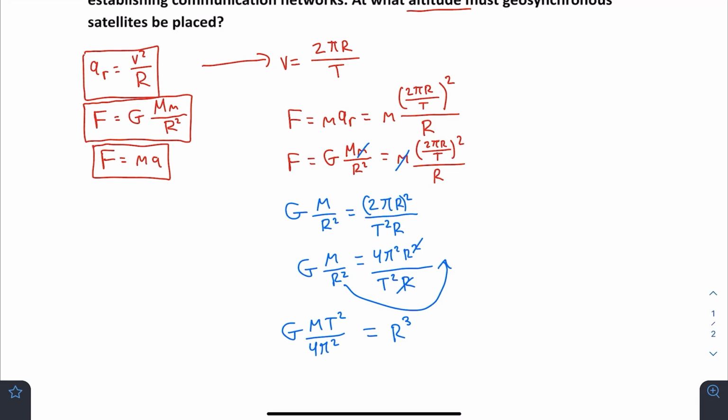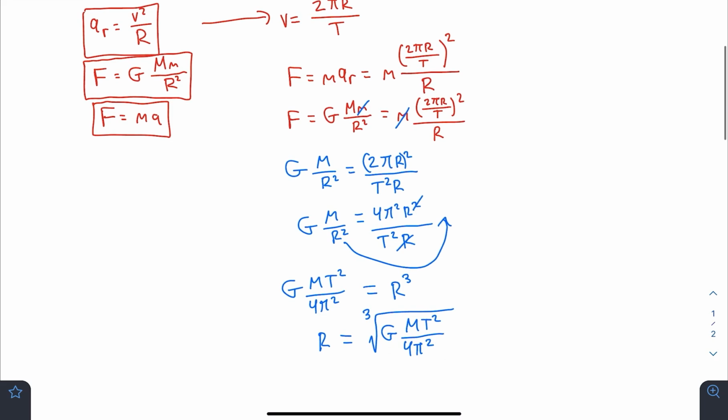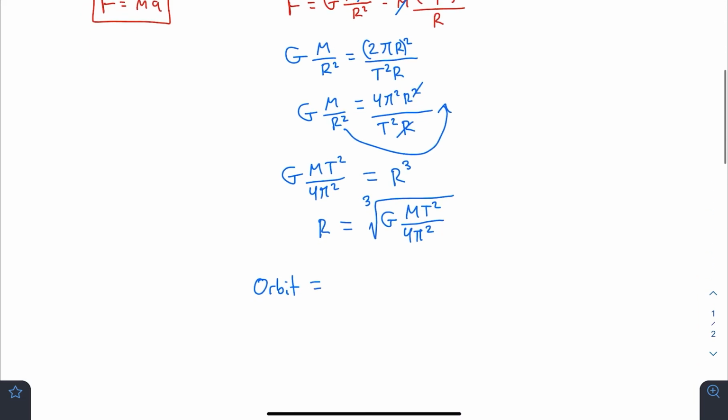And so to isolate R, we flip around what side it's on, and we get R is equal to the cube root of GMT squared over 4 pi squared. So in a technical problem, you could probably end the problem here, saying that my orbit is going to equal that equation that I just found for the total radius from the center of the Earth to the satellite, minus the radius of the Earth.